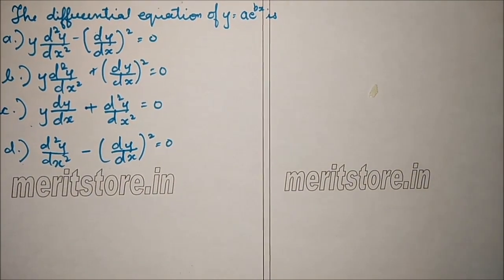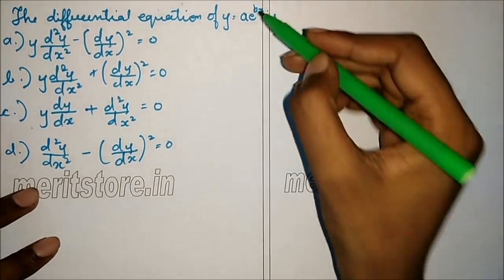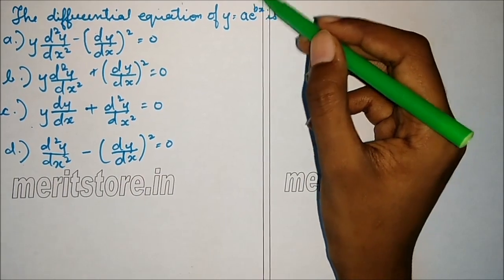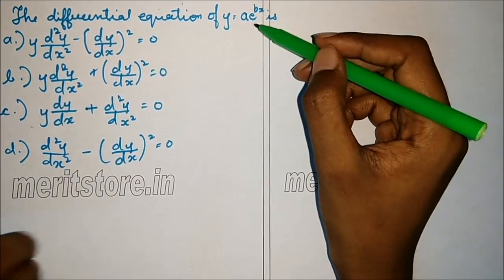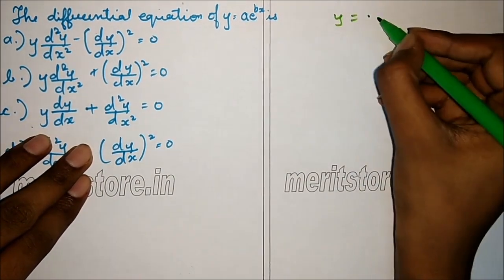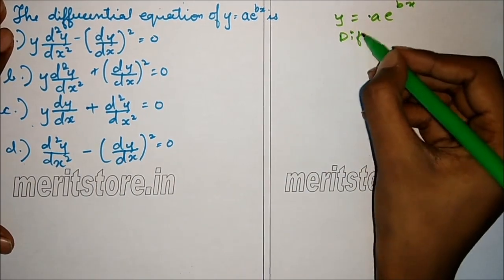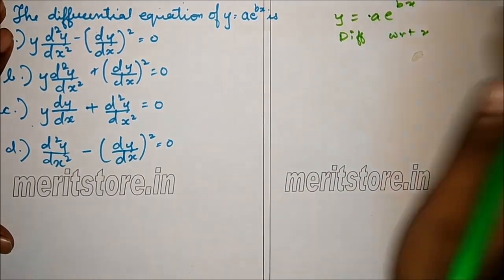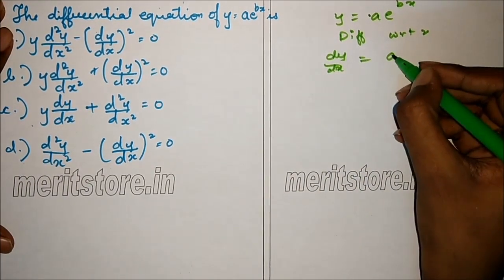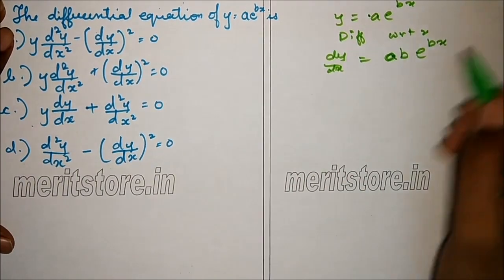The differential equation of y equals a e raised to bx is, so to get the differential equation, we have to substitute a and b with a differential form of x or y. So what is given is y equals a e raised to bx. So differentiating with respect to x, we get dy by dx equals a into the derivative of e raised to bx, which is b into e raised to bx.